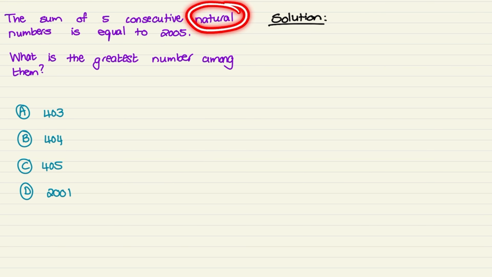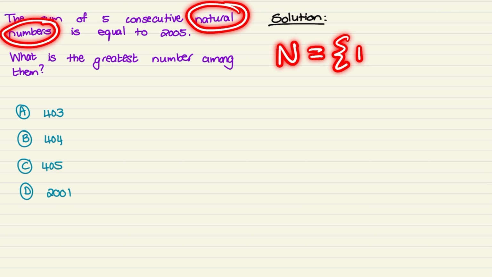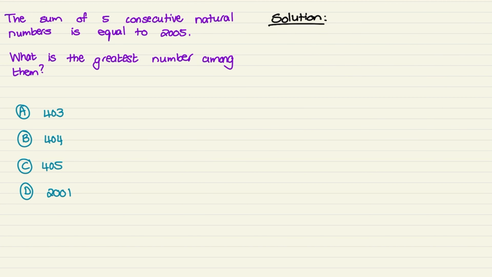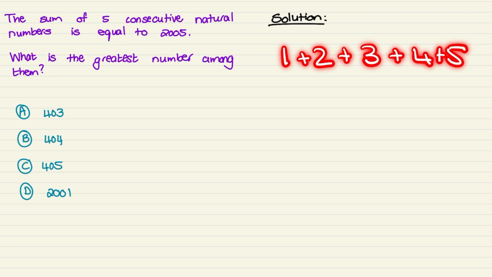Now, natural numbers refer to numbers that are positive and that are whole numbers. So numbers starting from 1 and all the way through. Then it says 5 consecutive natural numbers. For example, consecutive numbers is 1, 2, 3, 4, 5. And it says if I add these 5 consecutive numbers up to one another, that answer is equal to 2005.